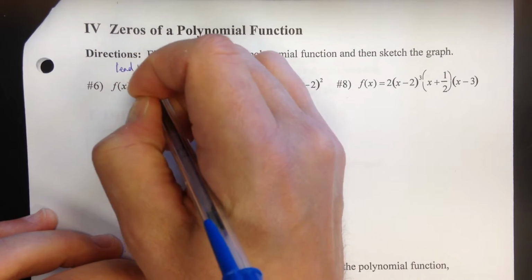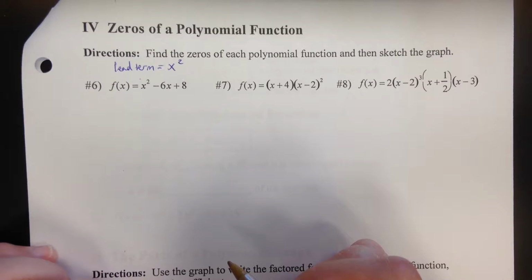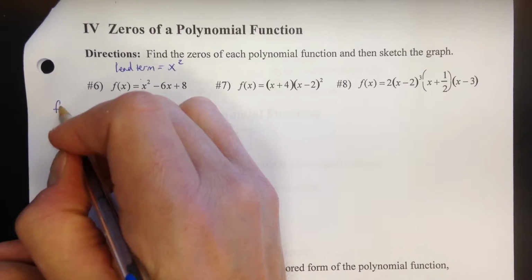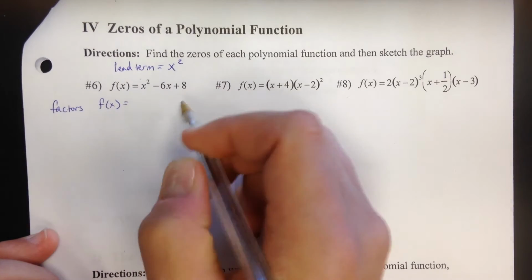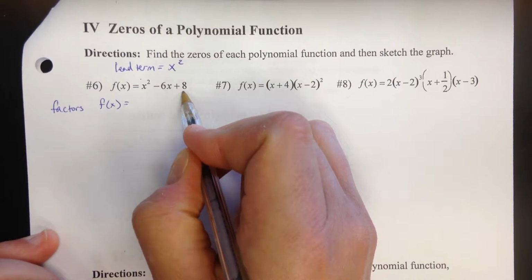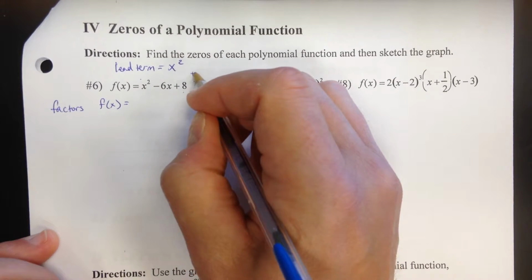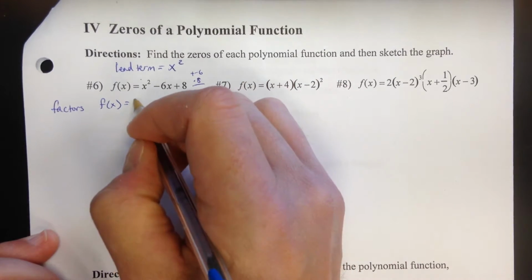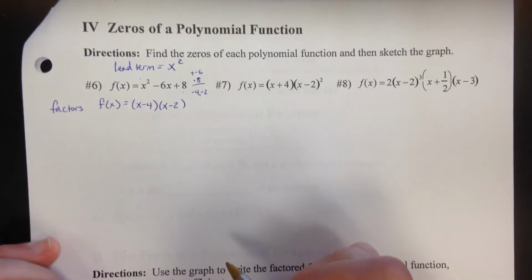We want to pay attention. Lead term is x squared. Okay? Positive 1x squared. The factors, let's write this in factored form. So f of x equals, what multiplies to 8 and adds to negative 6? Multiplies to 8, adds to negative 6. That's going to be negative 4 and negative 2. So we have x minus 4 and then times x minus 2.